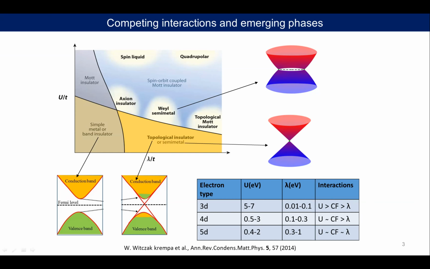Different phases like Weyl semi-metal, spin orbit assisted Mott insulator, spin liquid, or topological Mott insulator phases can be realized. This really gives a motivation to study in the bulk perovskite, or the low spin bulk perovskite, what are the different phases that can be realized as a function of on-site Coulomb repulsion U and spin orbit coupling.